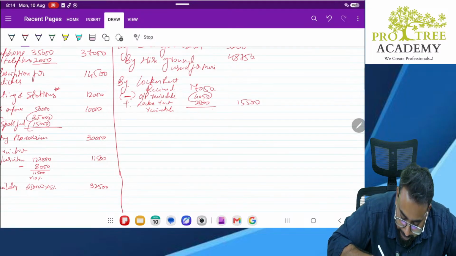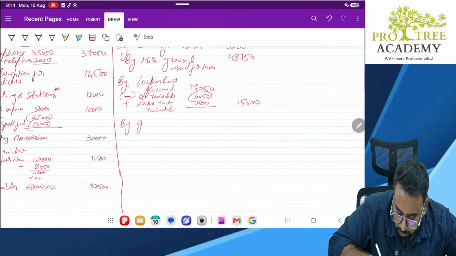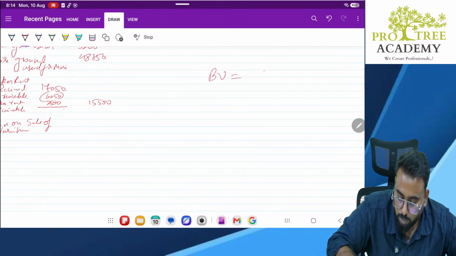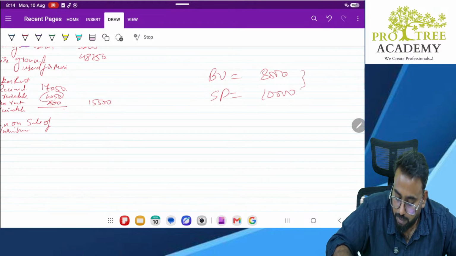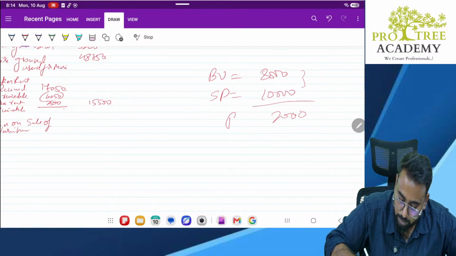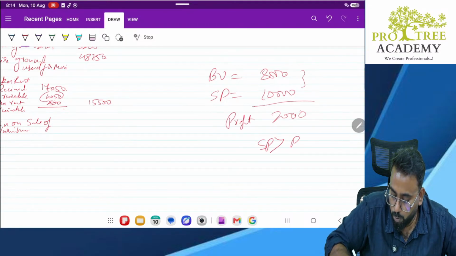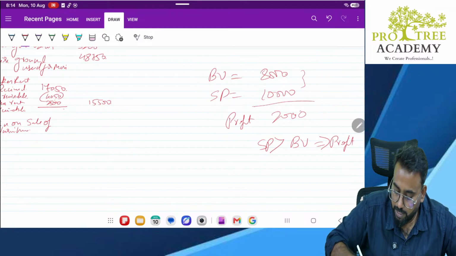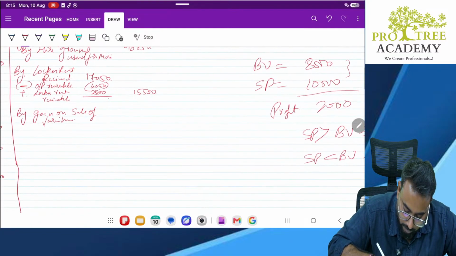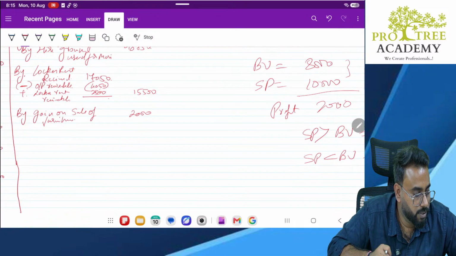Sir, see here. By gain on sale of furniture. See, what was the book value of the furniture? Sir, book value was 8,000. What is the sale price? 10,000. Did we make profit or loss? We made a profit. Why? Because our selling price is higher than our book value. So it is a profit. If selling price is greater than book value, it is profit. If selling price is lower than book value, it is loss. Clear? Yes. 2,000. Then what else? Locker rent.